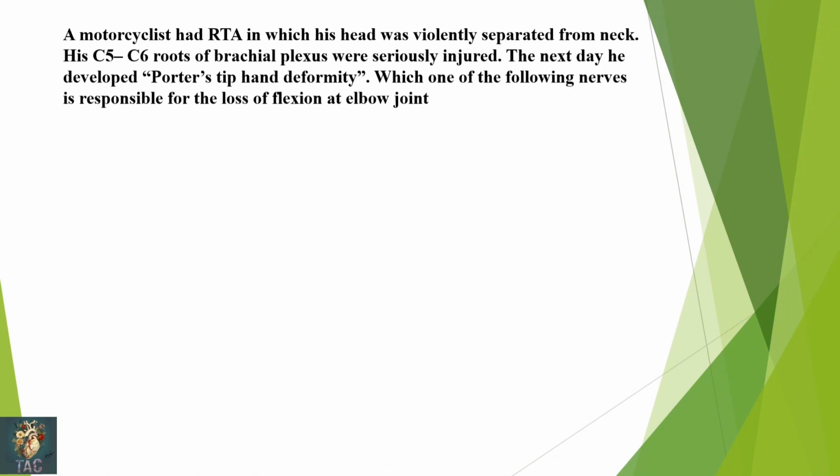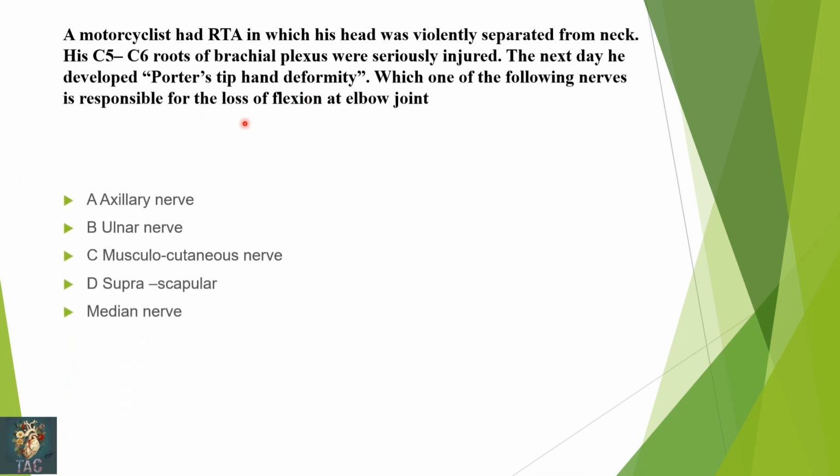A motorcyclist had a road traffic accident in which his head was violently separated from the neck. His C5 to C6 roots of the brachial plexus were seriously injured. Next day, he develops the porter's tip hand deformity, also called Erb's paralysis. Which one of the following nerves is responsible for flexion at the elbow joint? We all know in Erb's paralysis the musculocutaneous nerve is involved. It is damaged, and it supplies the flexor muscles at the elbow joint, and this is the answer.